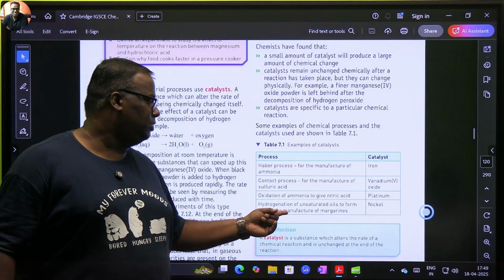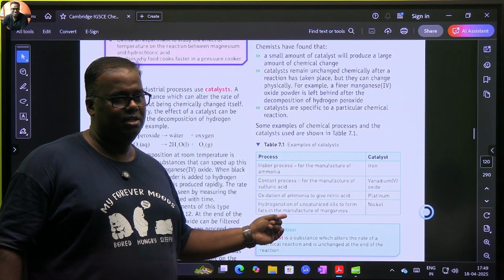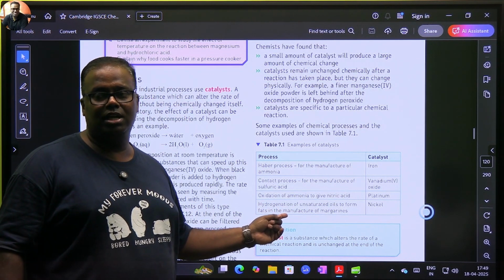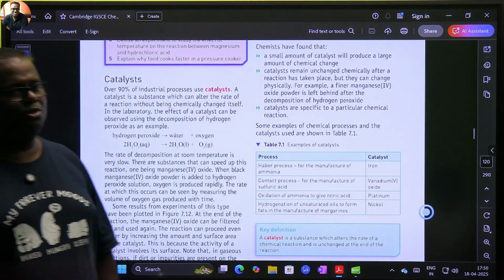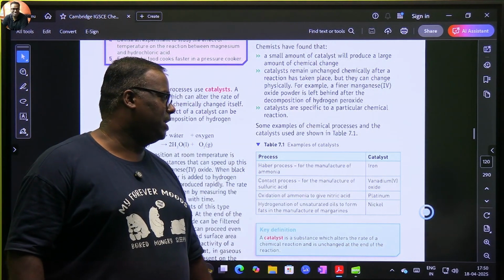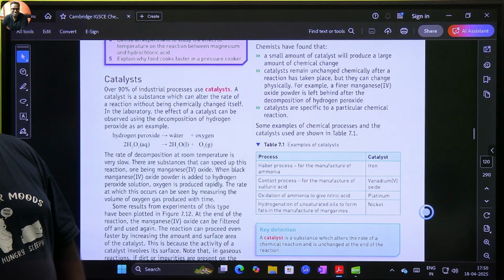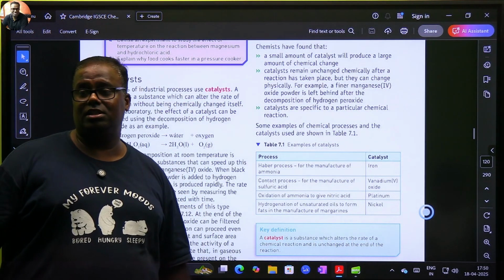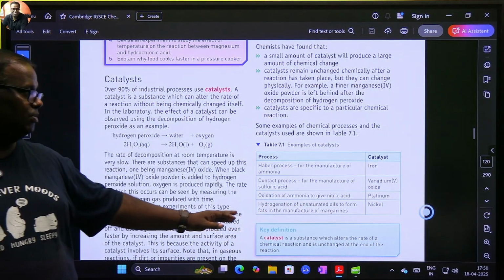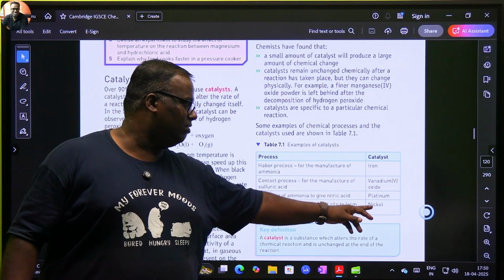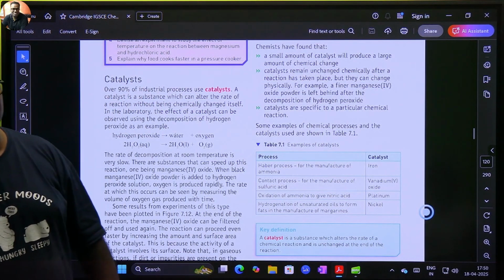The fourth one is something we will study in organic chemistry. Hydrogenation of unsaturated oils. That is where you are making ghee, dalda and all those things, margarine. There we use nickel. Nickel can be used, platinum can be used, palladium can also be used. Ni, Pt, Pd. Nickel, platinum, palladium. So oxidation of ammonia to give nitric acid, we use platinum. These three will be coming in your chapters. These two we will study in this chapter itself. This will come in organic chemistry.